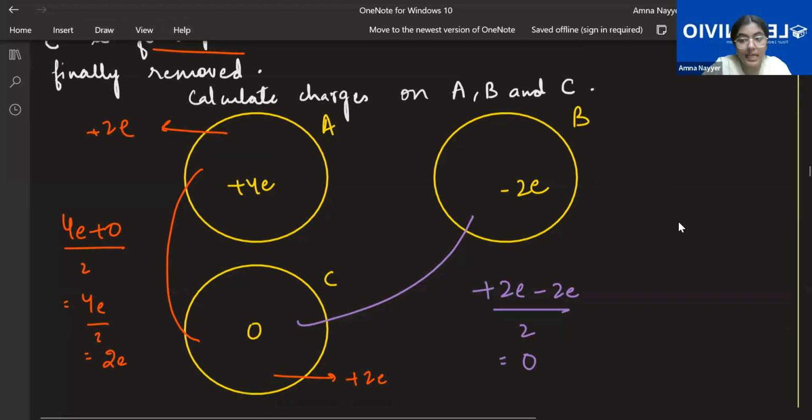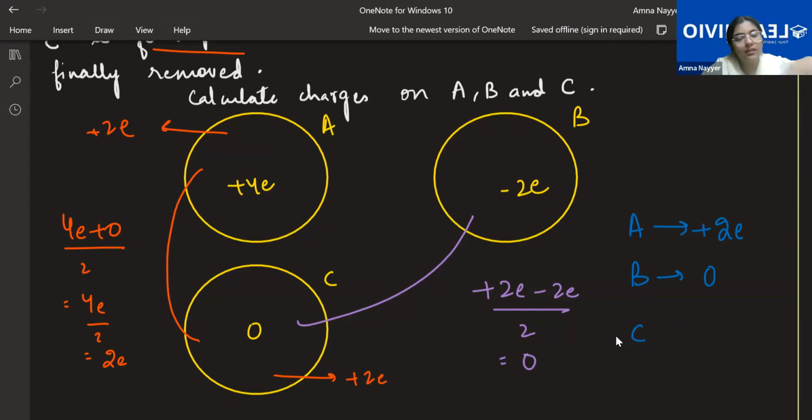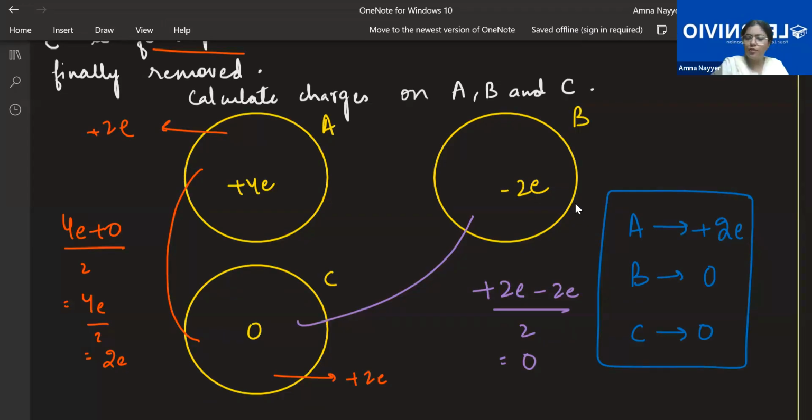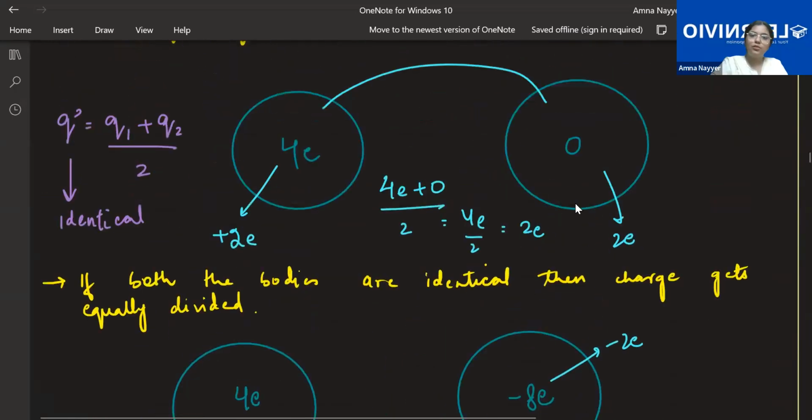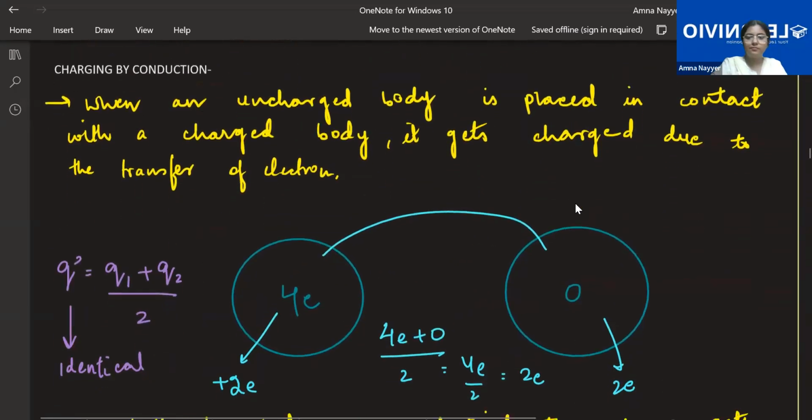Charges on A, B, and C. A, which had the charge plus 4e, is now having the charge plus 2e. B, which had the charge minus 2e, is now 0. And the C object, which had the charge 0 but gained 2e, again lost and is 0. So these are our final charges. Will you be able to do the question on charging by conduction? Just remember one very easy formula and you'll be able to do. So take the screenshot till here.